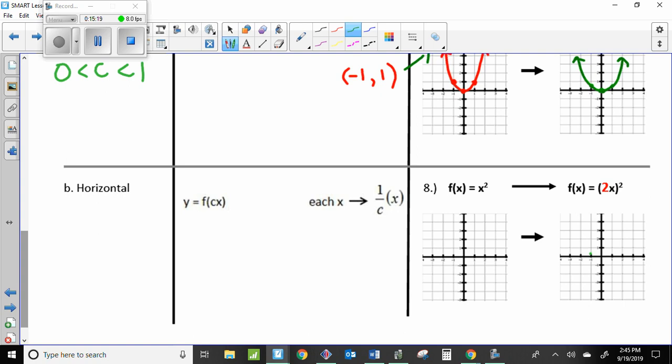Now, if we have a value that's multiplied to your x, and it's a whole number, a c that's greater than 0, the effect of that is, of course, we do the opposite. As I said, you will multiply it by 1 over c. So your x values now are cut in half. So this is now horizontal compression.